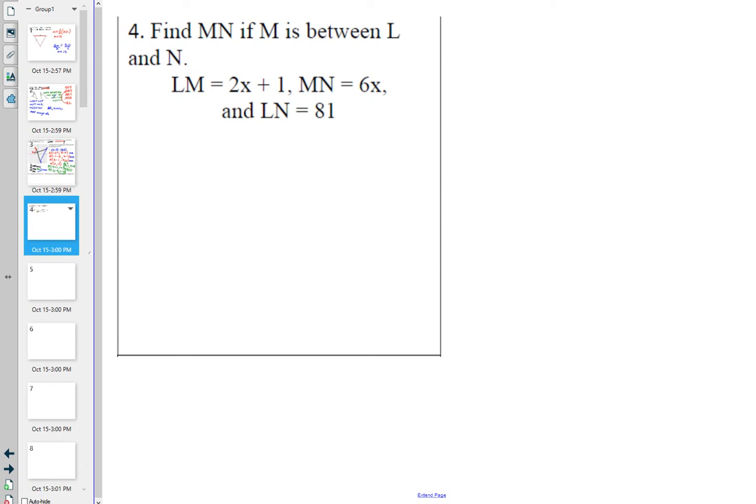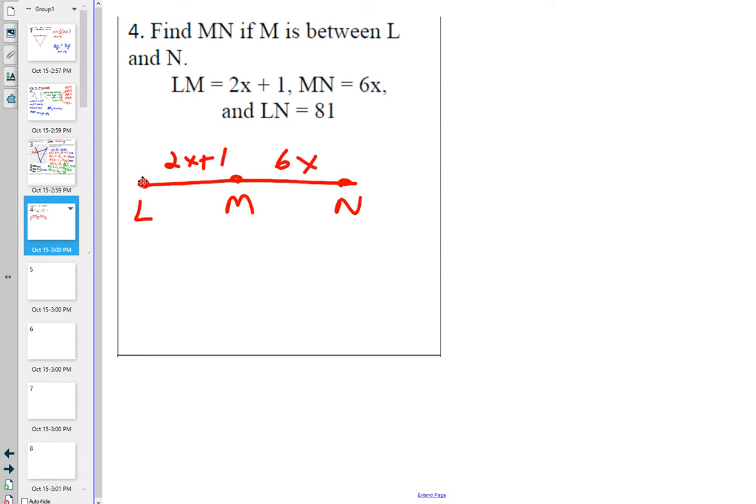I'm going to find MN, but what do you think would be a good strategy to use to help me? Yeah, draw a picture. I wouldn't worry too much about it being drawn to scale, but if M is between L and N, I would draw L, I would draw N, and then somewhere in between I would draw M. And then LM is 2x plus 1, MN is 6x, and then the entire thing is 81.